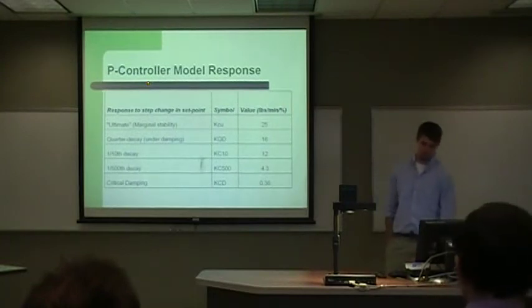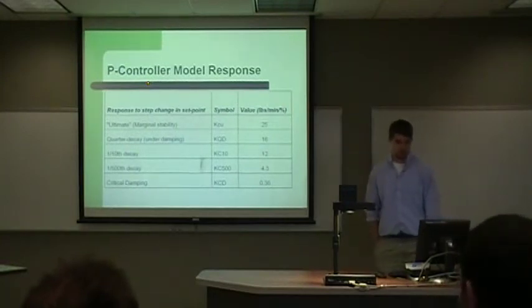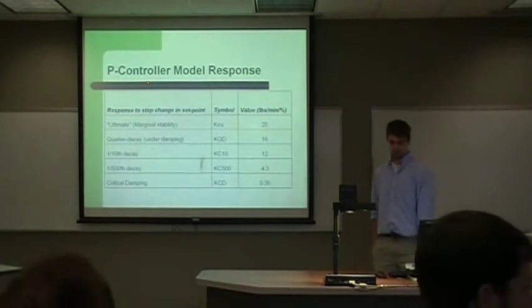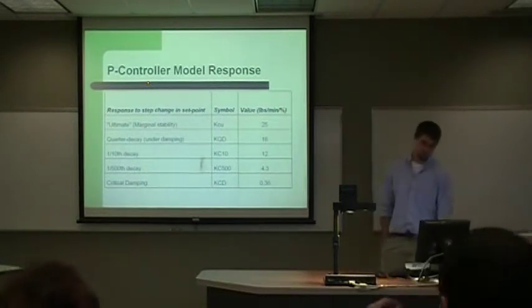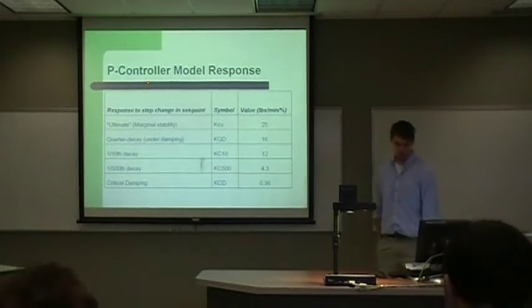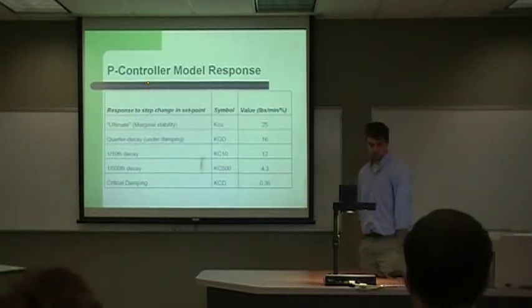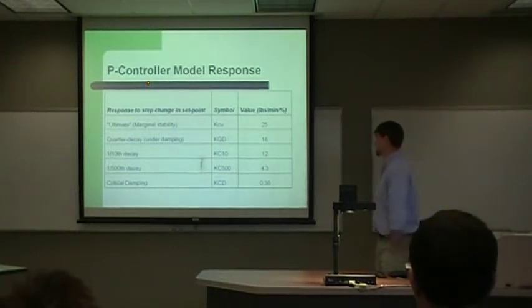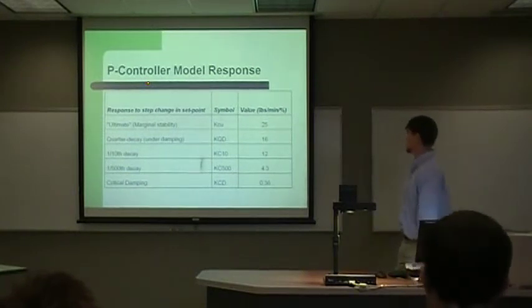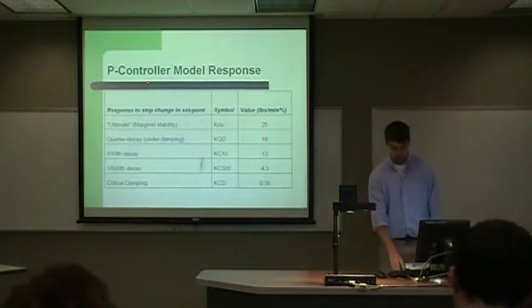Proportional controller model results, response to change in input. Our ultimate KC is 25%. Quarter decay is 16 pounds per minute per percent. Tenth decay is 12 pounds per minute per percent. And 1/500 is 4.3. Critically damped is 0.36. Pretty sure this is for the whole range, 50 to 100%.